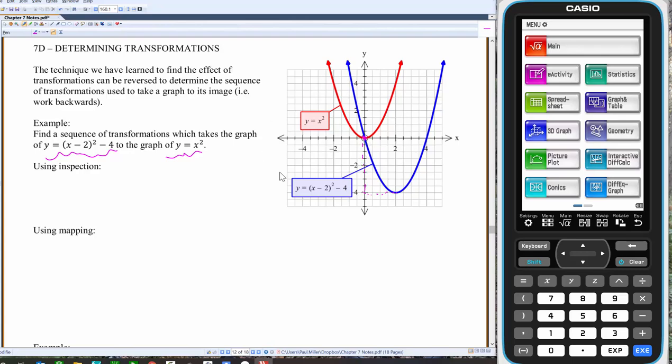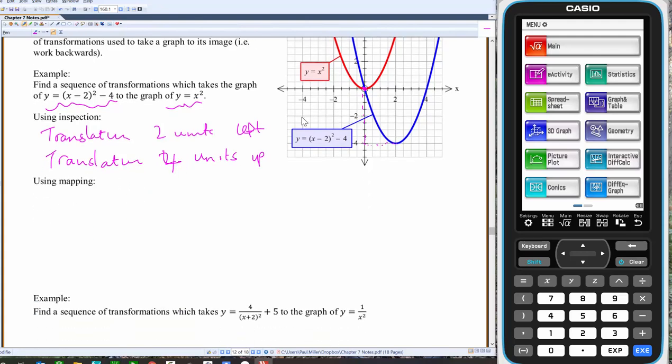They are the transformations. So we're going to say that it is a translation 2 units left and a translation 4 units up. All right, but what if we didn't know that? What if you just weren't sure by looking at that graph what it was going to be? Well, here's our technique that we use in terms of mapping.